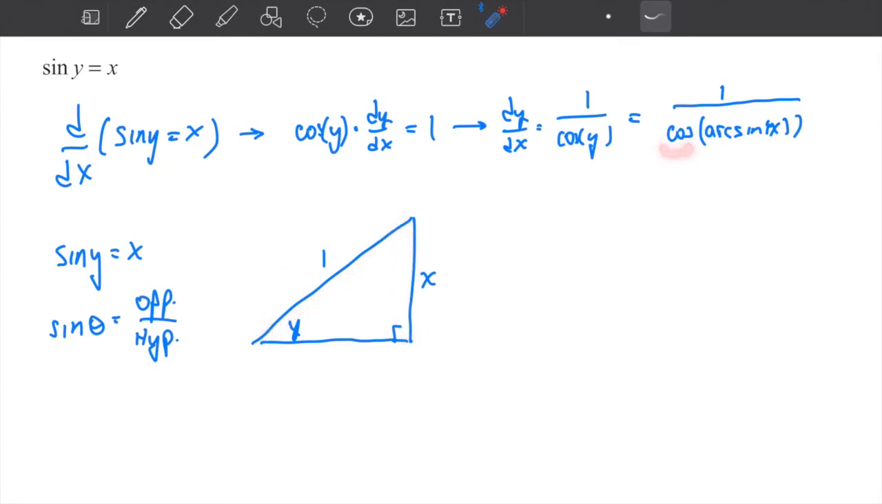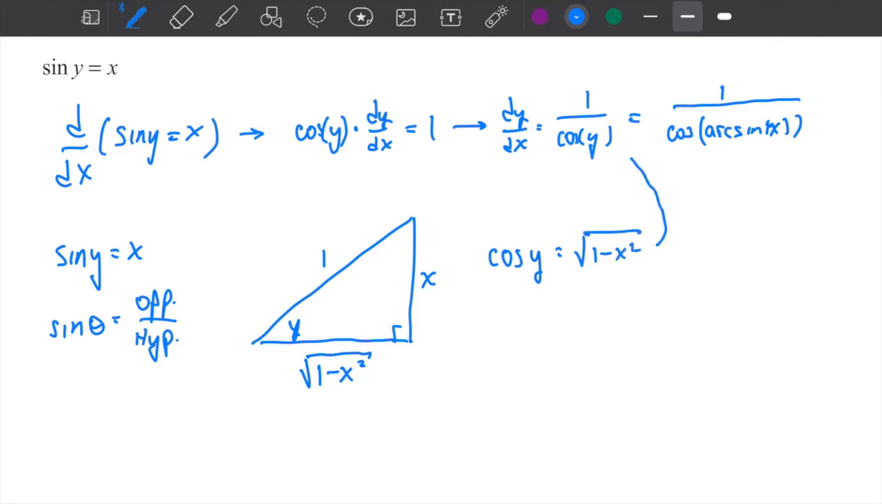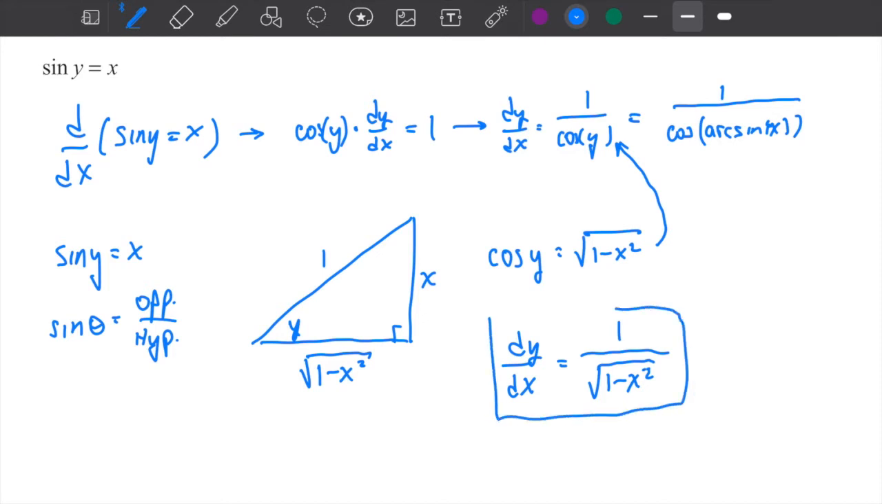We want the cosine of that angle y. So we want cosine, adjacent over hypotenuse. The Pythagorean theorem tells us this side would be the square root of 1 minus x squared. Cosine of the angle y is then equal to the square root of 1 minus x squared. Oh, actually, look at that. So our derivative, dy dx, is equal to 1 over the square root of 1 minus x squared. That is the derivative of arcsine.